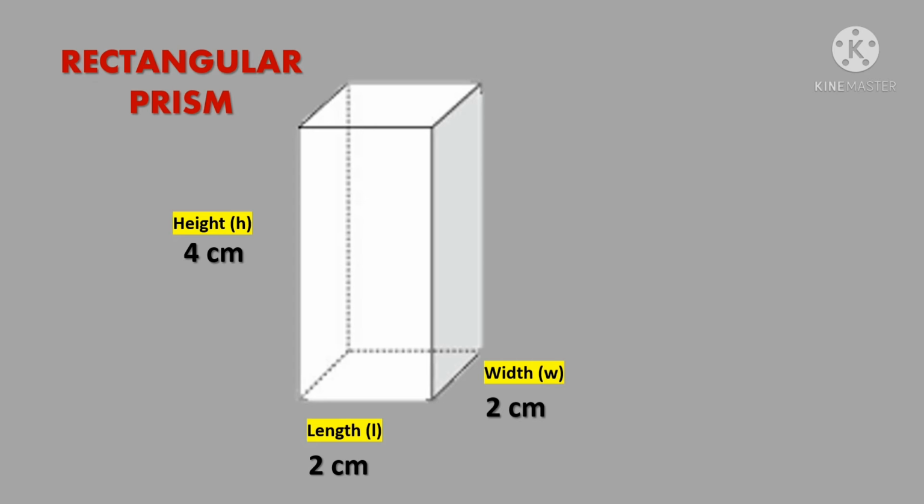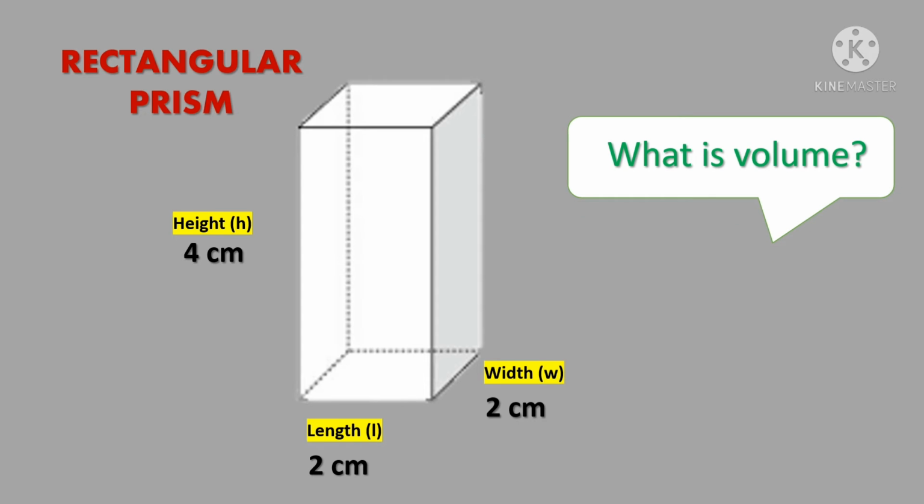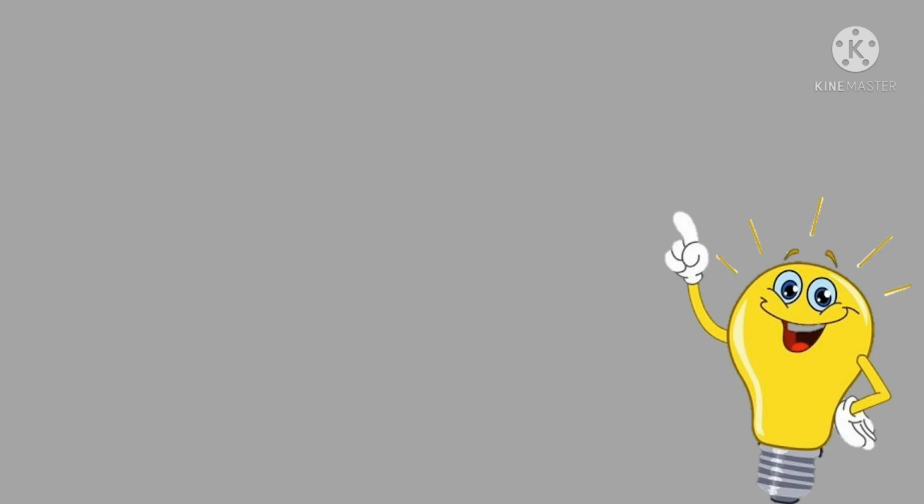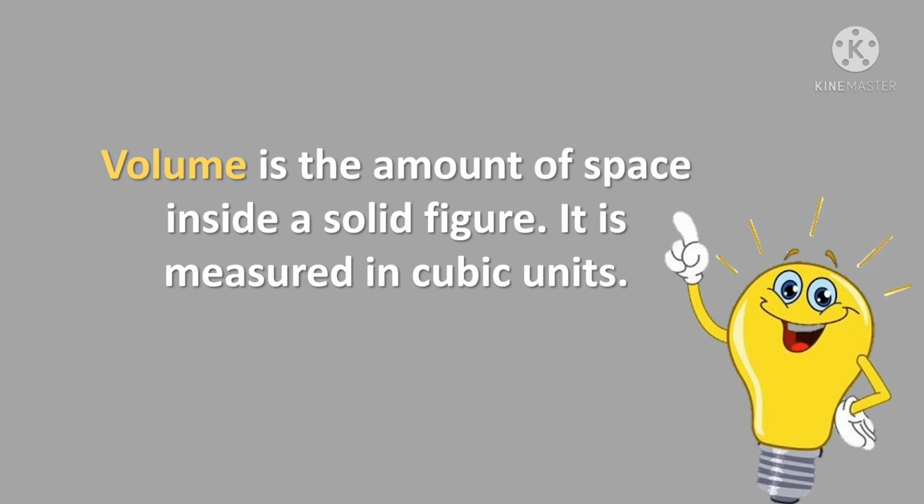For example, we have here a tank in the form of a rectangular prism. Its height measures 4 centimeters, length 2 centimeters, and width 2 centimeters. Now let's solve for its volume. But wait, do you know what volume means? Volume is the amount of space inside a solid figure or three-dimensional figure. Unlike the area, which is measured in square units, volume is measured in cubic units.